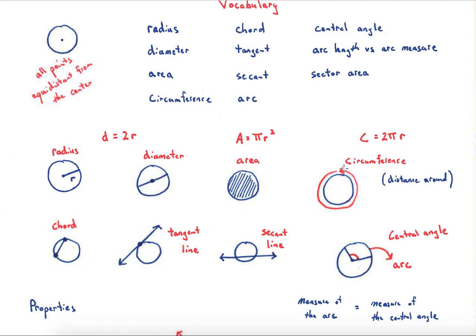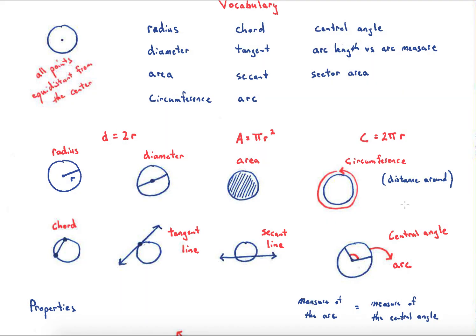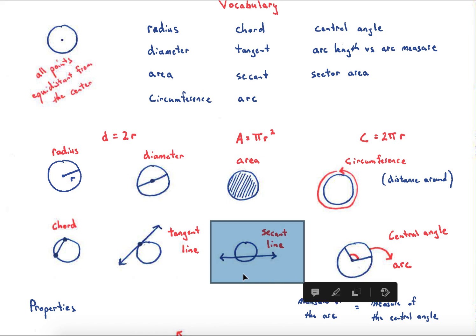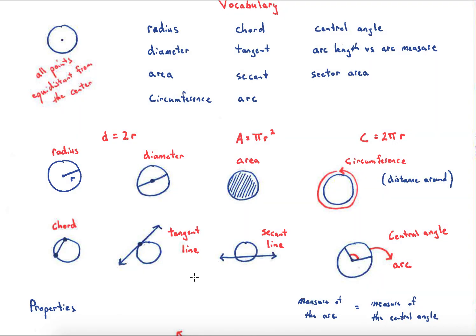The circumference of the circle is the distance around. That's really like the perimeter of anything, but in circles we call it the circumference, and the circumference is 2 pi r. That is an example of a chord, and so is the diameter. The diameter is just a special chord that goes through the center. A chord is just a line segment that connects 2 points on a circle. A tangent line is a line that intersects the circle at just one point, whereas a secant line would intersect the circle at 2 points. It would actually go through the circle.